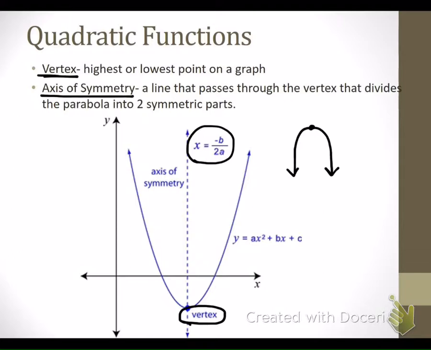Now, it's also important that you understand the correct form. Standard form: the x squared, the x, and the constant all have to be on the same side, set equal to either y or 0. Remember, y and 0 are interchangeable.